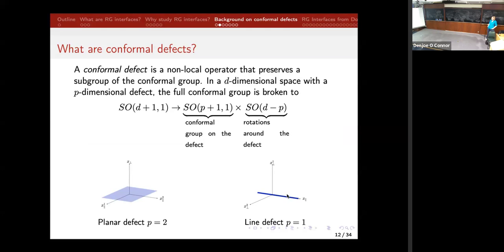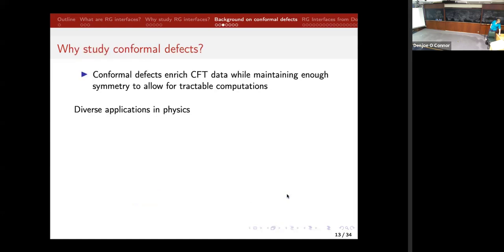So in d-dimensional space, with a p-dimensional defect, the full conformal group is broken from SO(d+1,1) to SO(p+1,1) cross SO(d-p). So you can think of it as the conformal group confined to the defect, and then rotations around the defect. I guess if it's a line defect, it's easier to think of it that way. But yeah, I've just shown planar and line defects here.